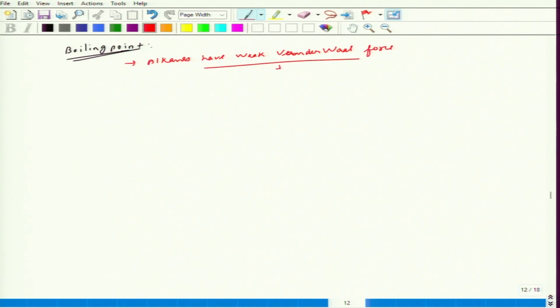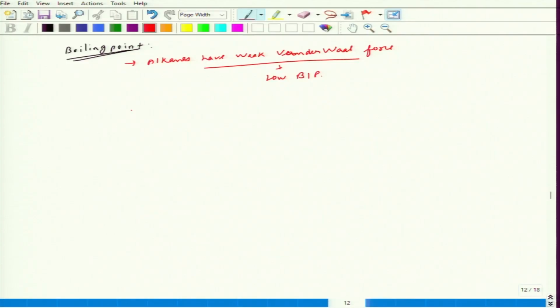That means overall low boiling point will be there. But among the alkanes, how do we characterize this boiling point, how does the trend go as the number of carbons increases? So how is the boiling point going to change among the list of the alkanes? Okay, so we will discuss it.